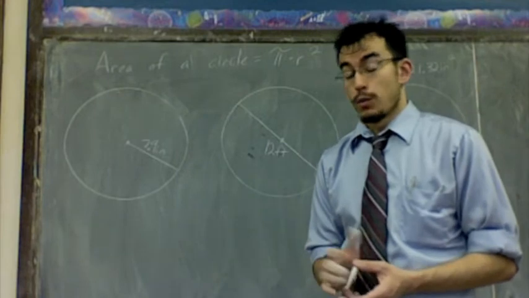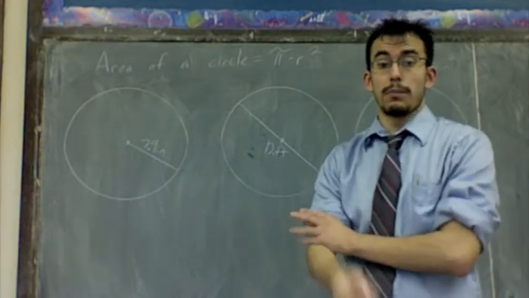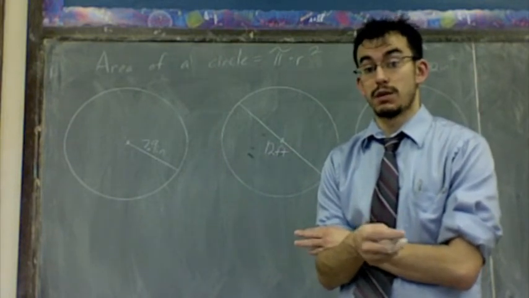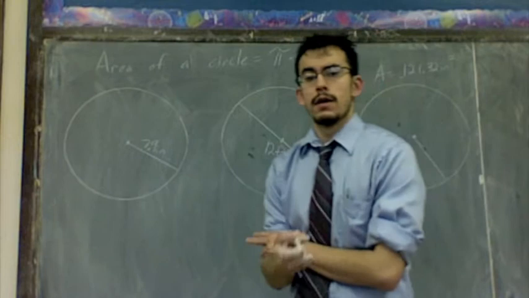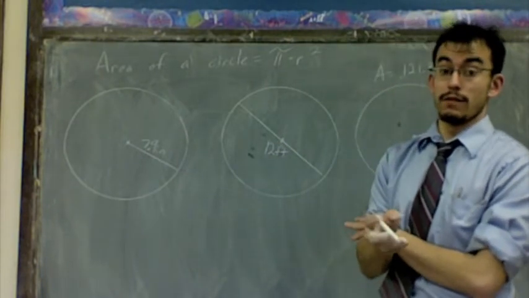What we're going to do in this video is calculate the area of circles, and I'm also going to show you how to work backwards when I give you the area, how you can find the radius, the diameter, the circumference, pretty much anything else you need. But first things first, we need to know what the formula for area of a circle is.